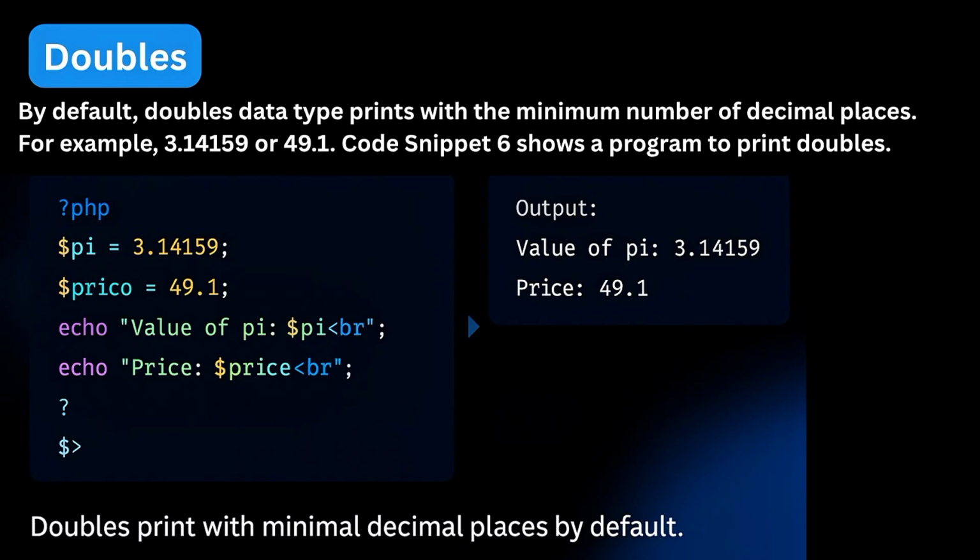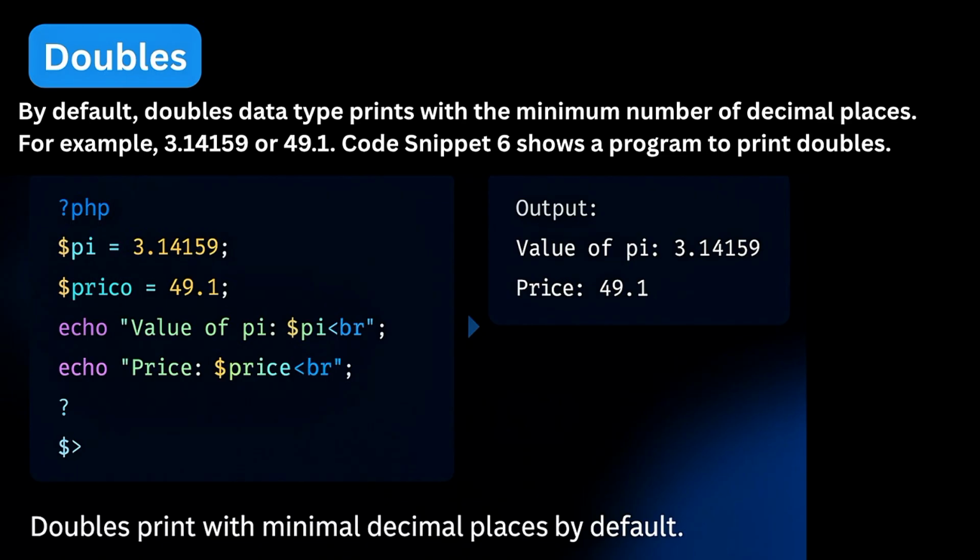For example, $radius = 5.5; $area = 3.1459 * $radius * $radius; echo area of circle, $area. This program will correctly calculate and print the area of a circle using floating point arithmetic.